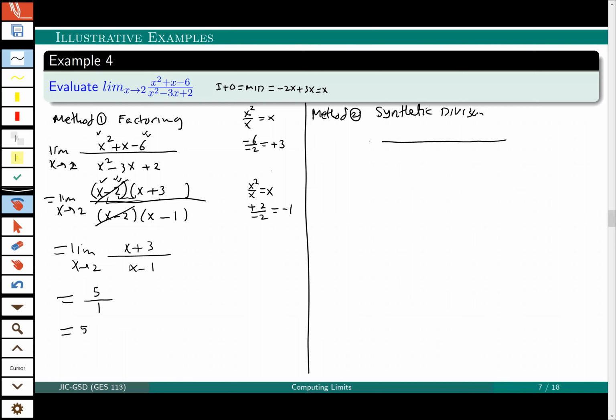So when I divide the first one by 2, the coefficient is 1, then minus 6. So that's 0. 1 plus 0, it's 1, 2 times 1, it's 2, 1 plus 2, it's 3, 2 times 3 is 6, so that will be 0.